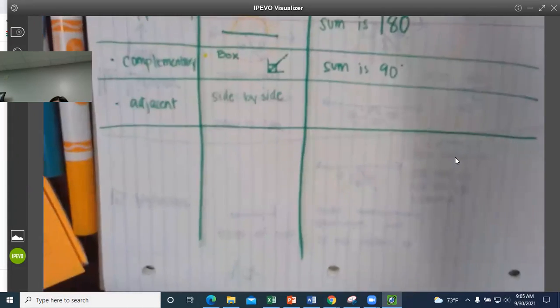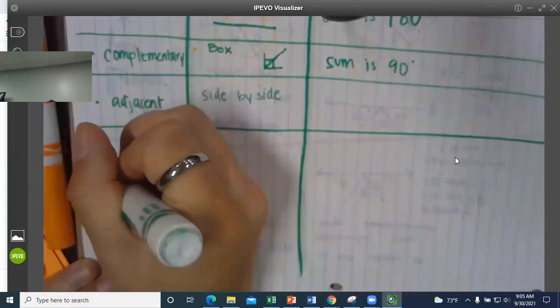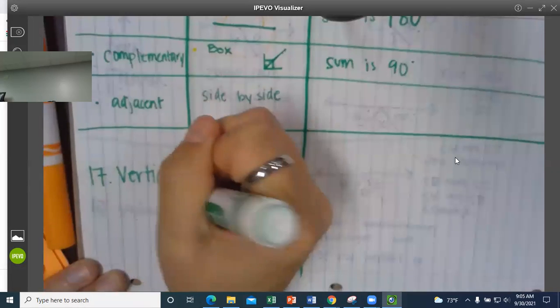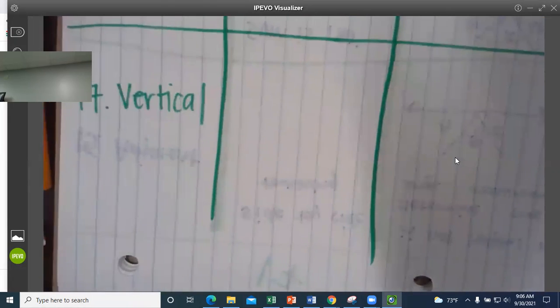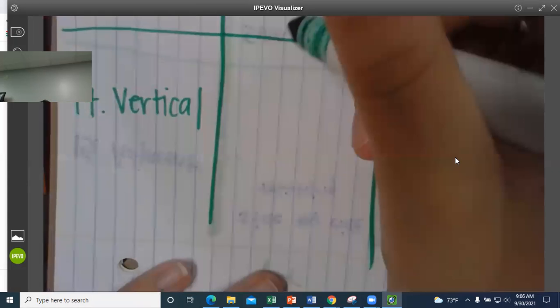So this is the brand new word. It's word number 17. And you've seen it on Kahoots before. It's vertical. So remember, geometry is a visual math. So for this one, you have to be able to see it. You have to see that they're vertical angles. So vertical angles are opposite of each other.